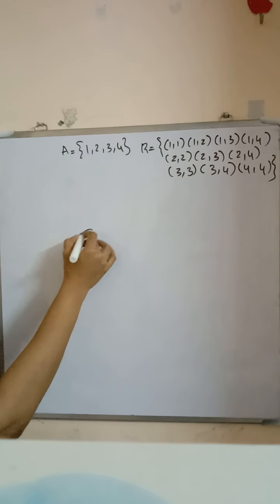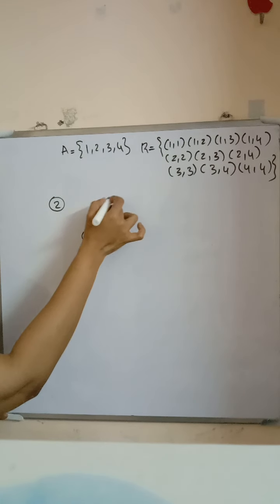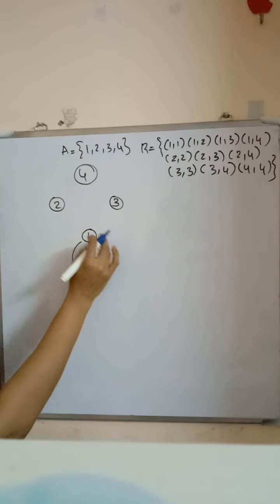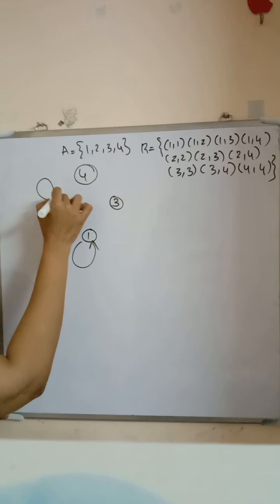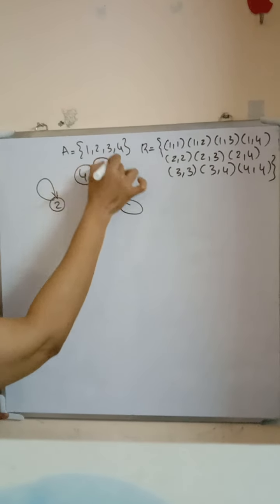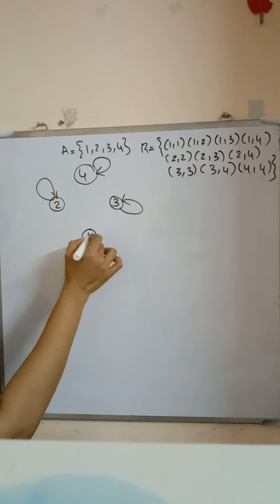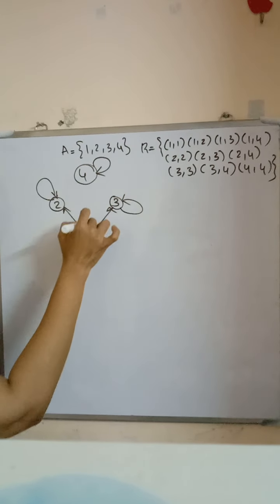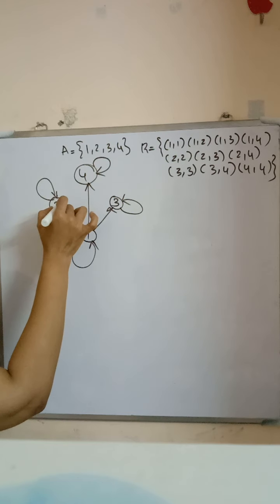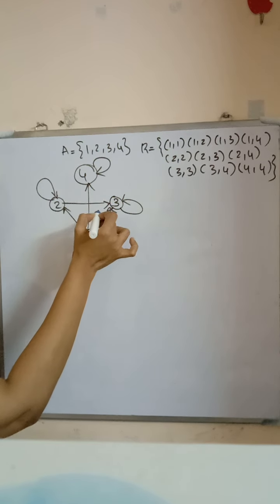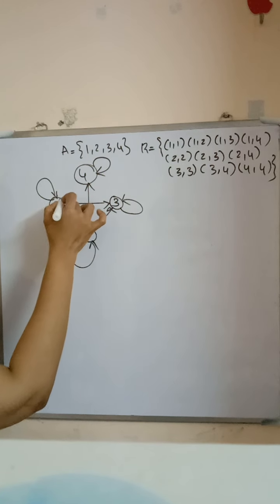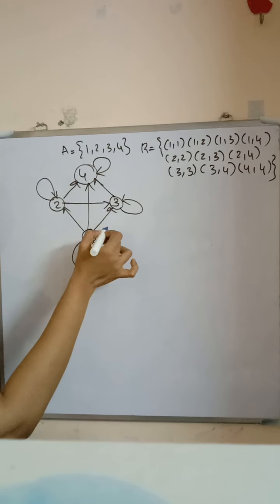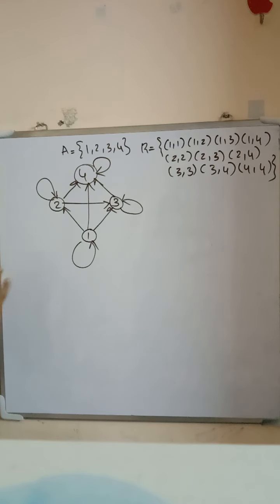Here 4 vertices, so 1, 2, 3, 4. 1 related to 1, it's a digraph representation. 2 related to 2, 3 related to 3 and 4 related to 4. Also 1 related to 2, 1 related to 3 and 1 related to 4. Also 2 related to 3 and 2 related to 4, 3 related to 4, 4 related to 4. Okay. This is the digraph representation.